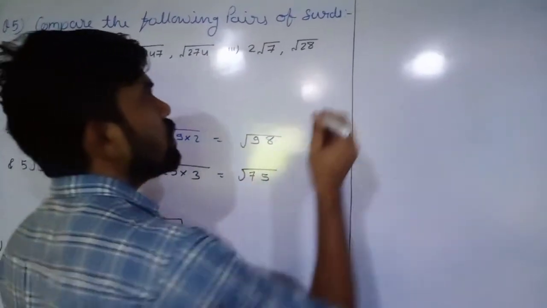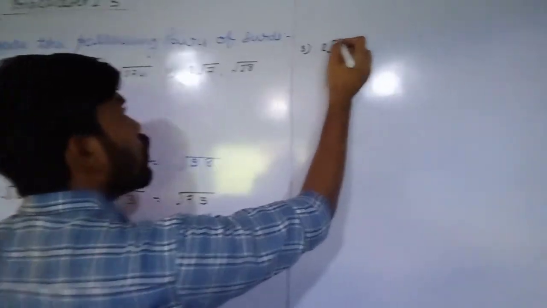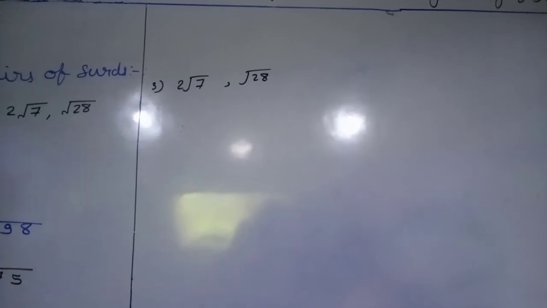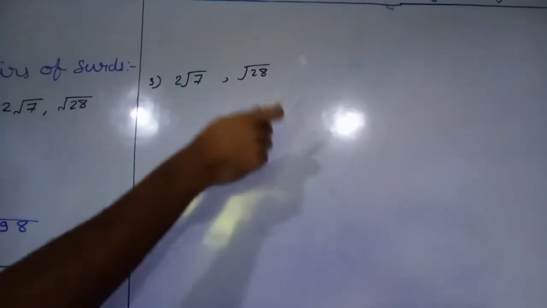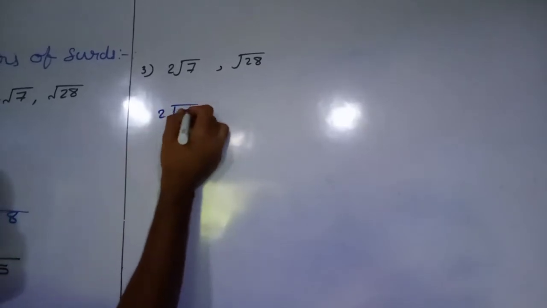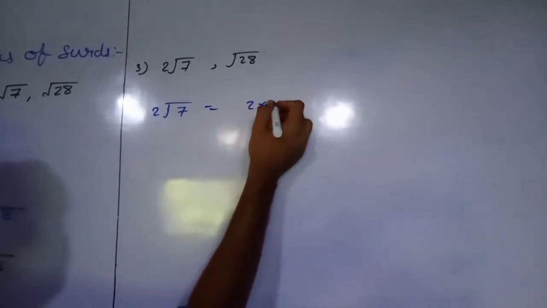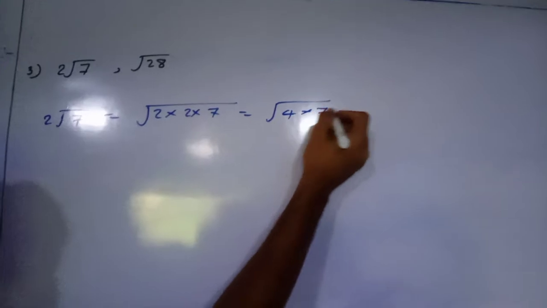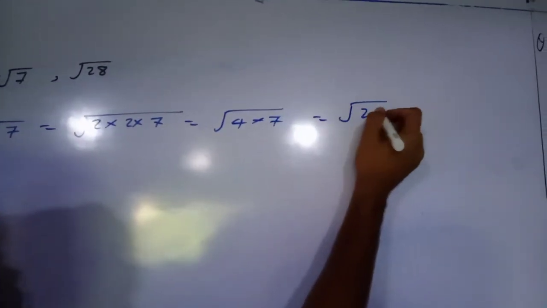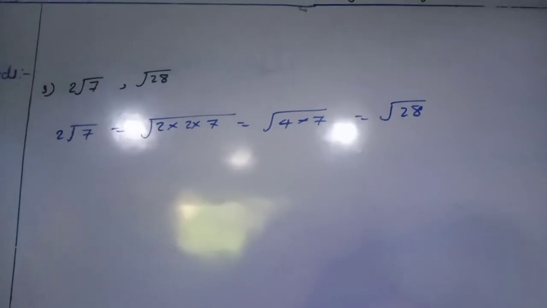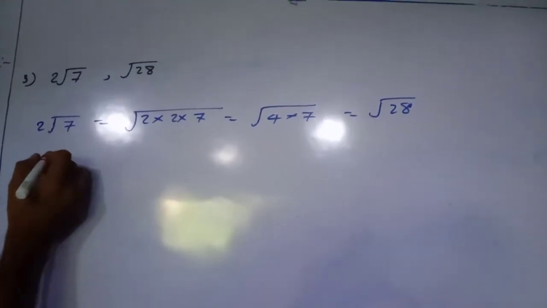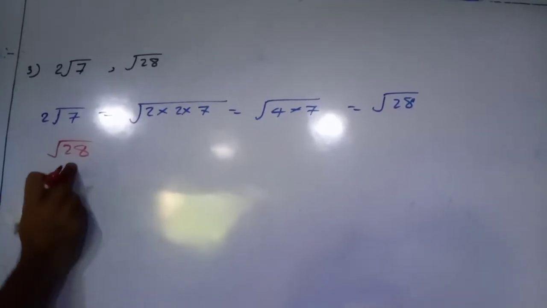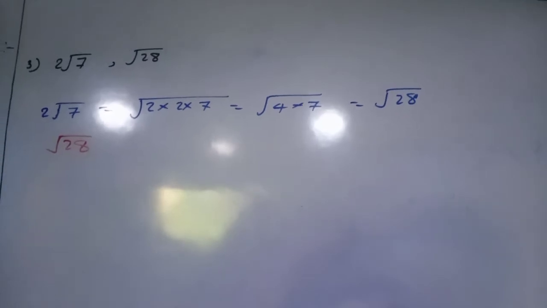next sum is the third one, 2 root 7 and root 28. Now here we have one number outside, which means we have to take it inside. 2 root 7 is equal to root of 2 squared into 7, which is root of 4 into 7, which is root 28. We got this. The next one we already have is root 28. Can we do anything more in that? No, we already have it. Now we are going to do the comparison.